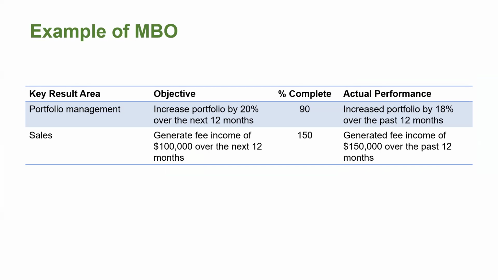So in the example on the slide, if the objective was to generate $100,000 over the next 12 months, and the person actually generated $150,000, then they would have had 150% complete. So it gives you a quantifiable idea of how much of that goal was met. Alternatively, in the other example of portfolio management, if the person only increased their portfolio by 18% rather than 20%, then they would only have completed 90% of their goal.